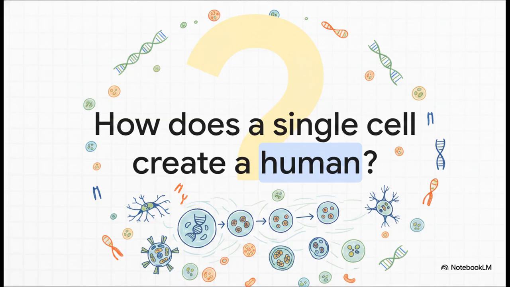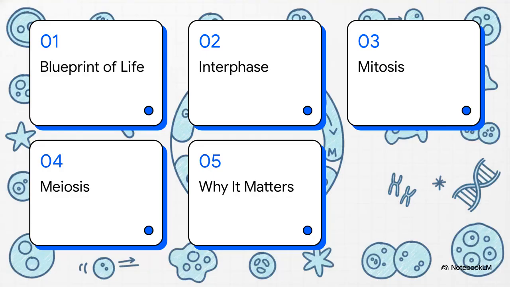an absolute engineering marvel. So here's our agenda for today. First, we'll look at the blueprint of life. Second, interphase, preparation and growth. Third, mitosis, the great divide. Fourth, meiosis, the reduction division. And finally, we'll wrap up with why cell division matters.